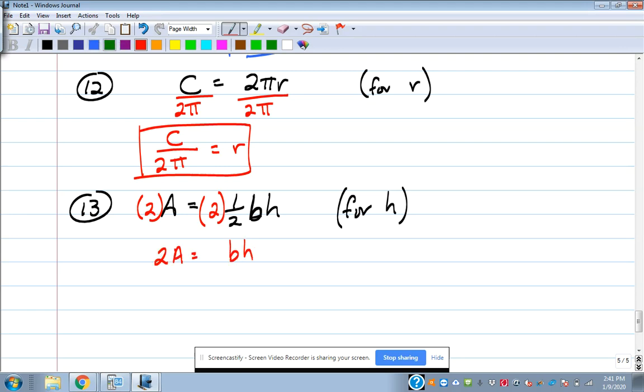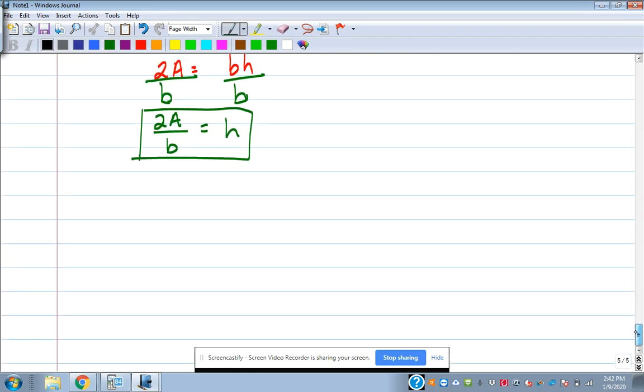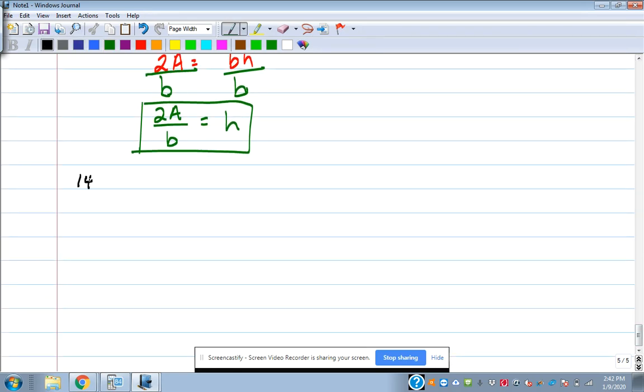And then the last step would be divide by b, right? So 2A over b. I almost think the literal ones are easier because you don't have to work much out. You just got to move some stuff. I may be wrong, but that's the way I think about it. I don't think like everybody else does.